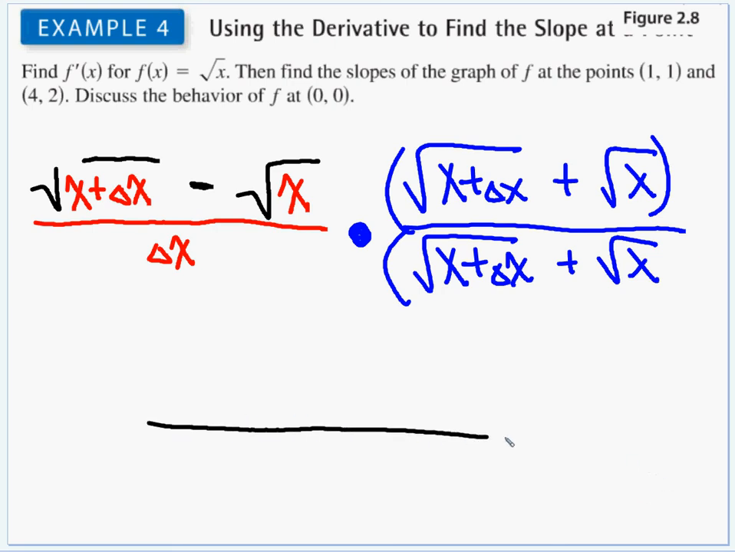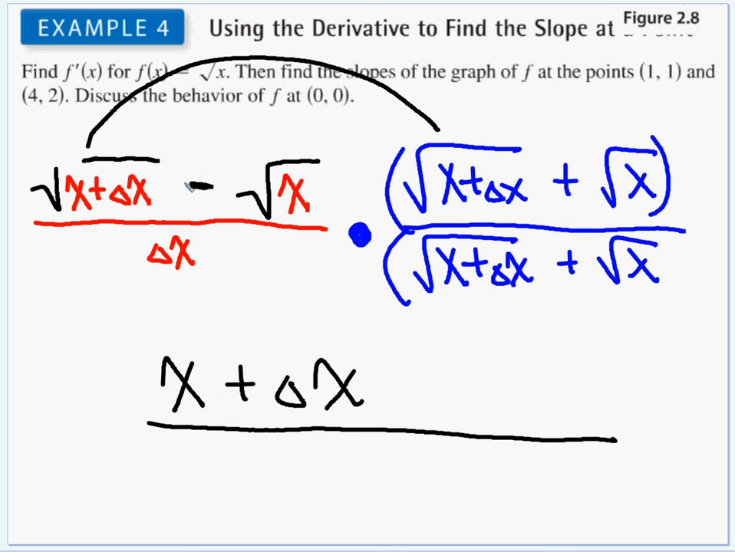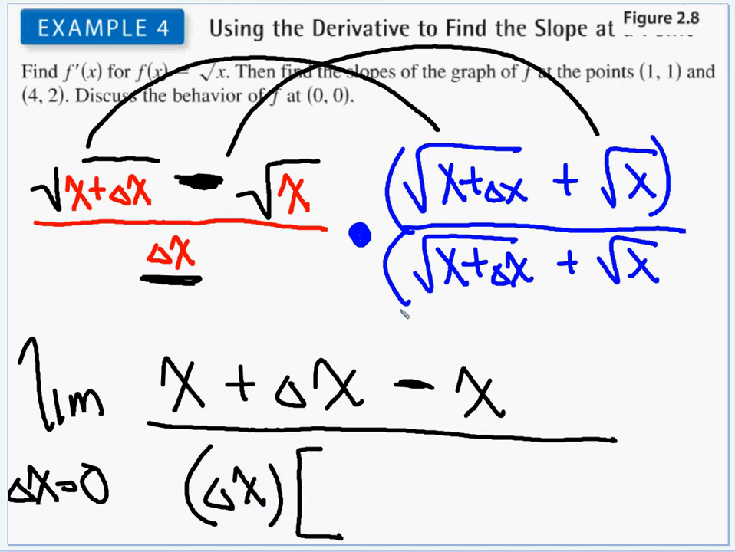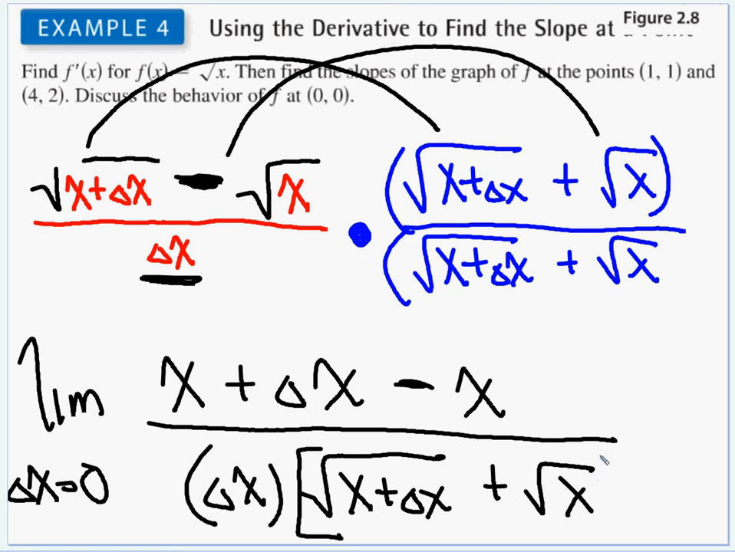So I'm going to come down here, and as we FOIL, we're going to have our first radical times our first radical. That means the radicals will disappear, and we have x plus delta x escapes. And then we have a negative root x times a positive root x. That'll be a minus x. Down in my denominator, I encourage you not to distribute, just like I did back in that other section. So down in our denominator, we're going to have a delta x times that conjugate, root of x plus delta x plus another root of x.